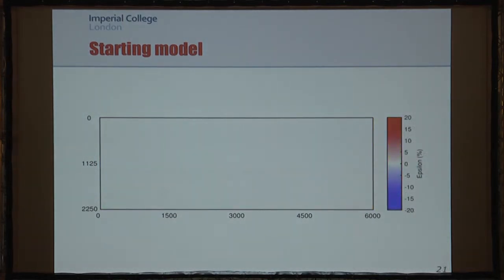For epsilon, we don't have any a priori information. All we have is some bounds on the minimum and maximum value for each model parameter. So I think in this case, it was just plus 20 to minus 20%.